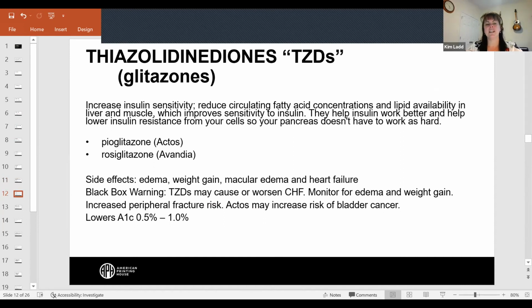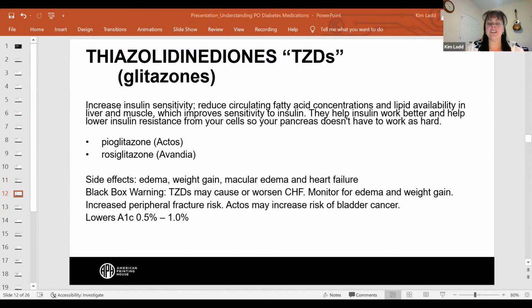All right, the next classification, boy, this is the one I have a really hard time saying, thiazolidinediones. I don't know if I'm even going to try. Anyway, most people call it TZDs because we can't pronounce it, but they're also known as glitazones because glitazone is in the end of the name of the medication.